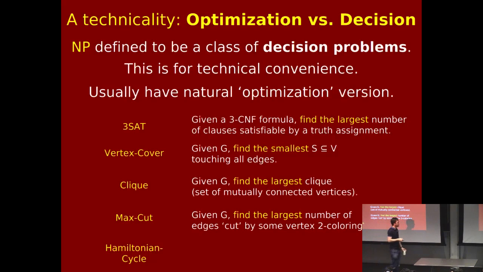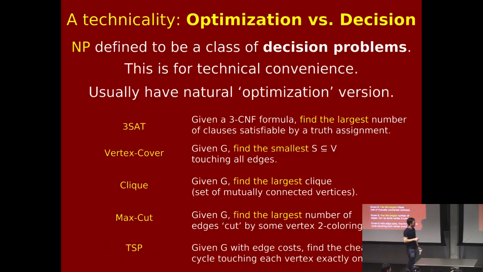Or for Hamiltonian cycle, which is about whether there is a tour that passes through all the vertices once, the optimization version of that is called TSP, the traveling salesperson problem. It's like, given a graph G where there are costs on the edges, find the cheapest tour that touches all the vertices once.